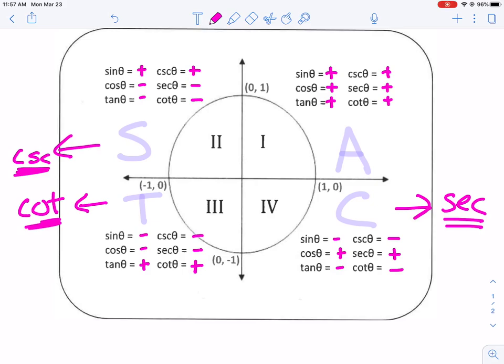So this is going to help us identify which functions are positive and which functions are negative in our different quadrants. And just like our all students take calc, you still just need to memorize that, but then I would also think of what the reciprocal function is. That way, that is going to have the same exact sign.